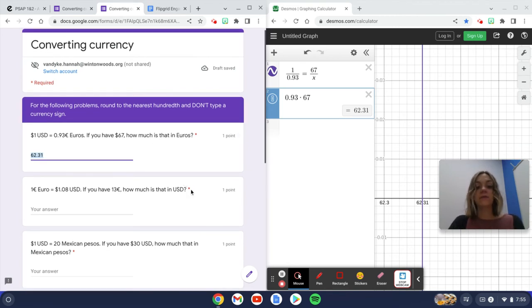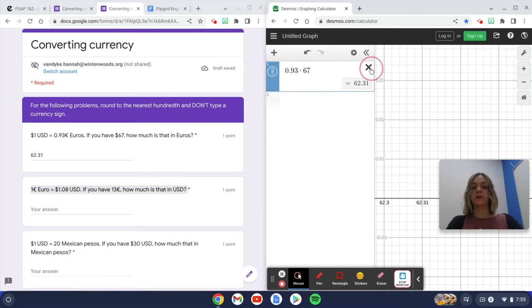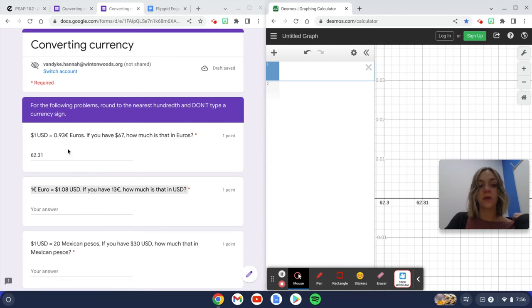Now let's do the flip side. This is 1 euro. I'm going to go ahead and clear out of Desmos. 1 euro equals 1.08 US dollars. So first they were saying, okay, $1, this is what it is in euros. Now they're saying, here's 1 euro, here's what it is in dollars. So 1 euro is 1.08 US dollars. If you have 13 euros, how much is that in US dollars?